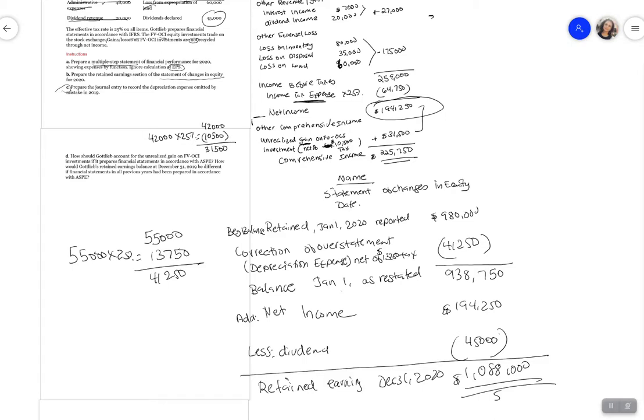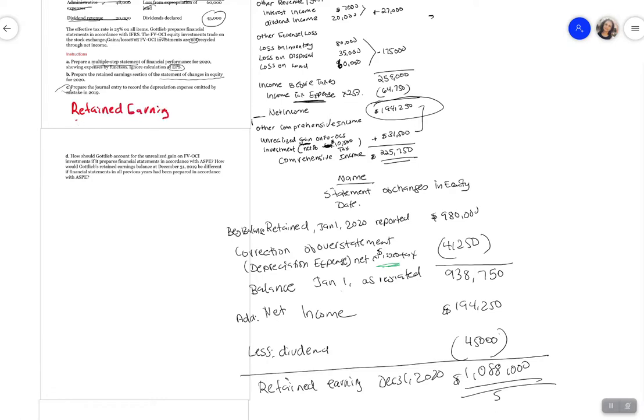The question says there was a mistake of 55,000. In that 55,000, we know that 13,750 was the tax. So how do we do an entry? If depreciation wasn't recorded, your retained earnings was overstated. And what side does retained earnings come on? Retained earnings will be a debit. So debit your retained earnings, and the amount will be whatever we had after tax.